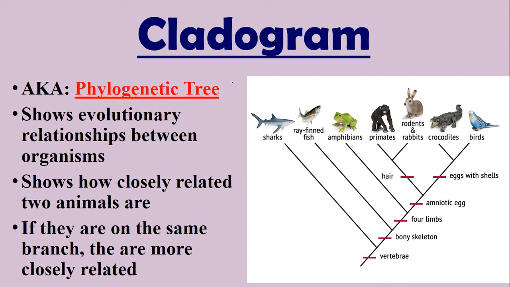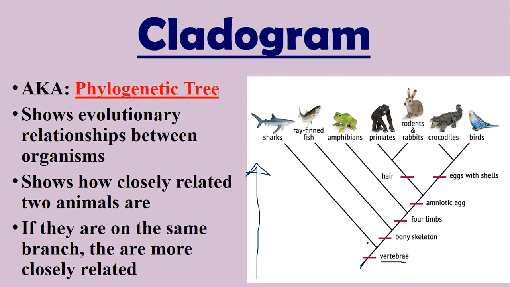Now, one way we organize species is into something called a cladogram, AKA phylogenetic trees. It shows evolutionary relationships between organisms, how closely they're related, and where they branch off. So, on the right, you will see a cladogram. We read cladograms from bottom up, not top down, bottom up. So you read up here and you get to this little line. It says vertebrae. That means anything after this pink line will have a vertebrae. And then you have little branches off.